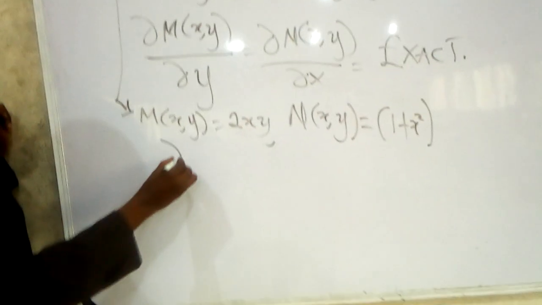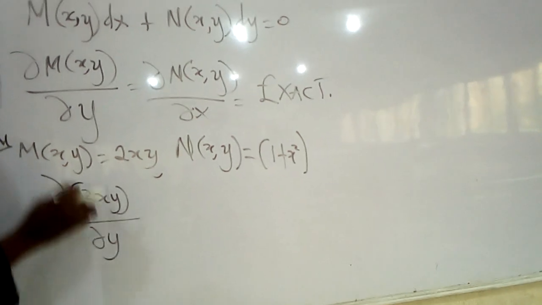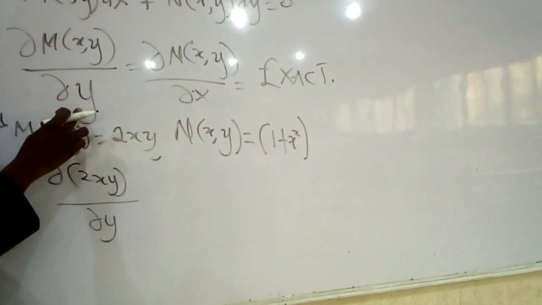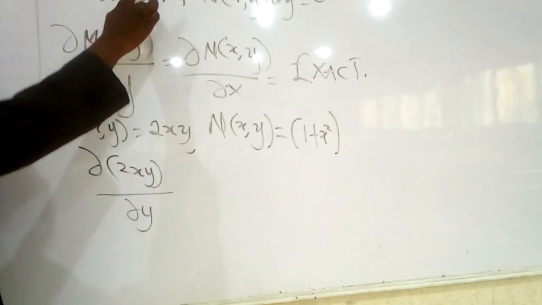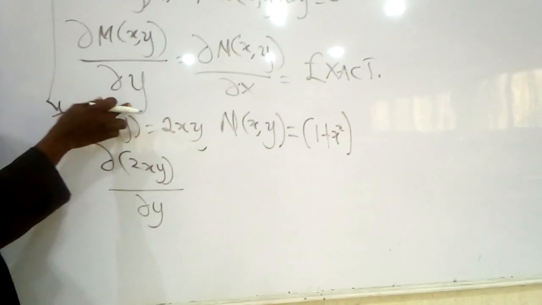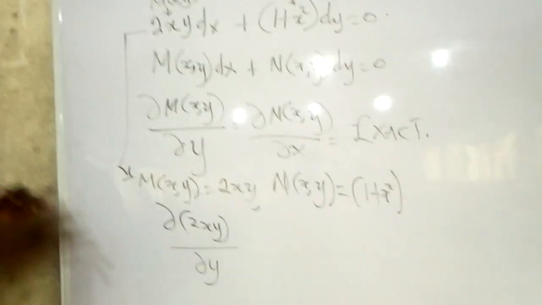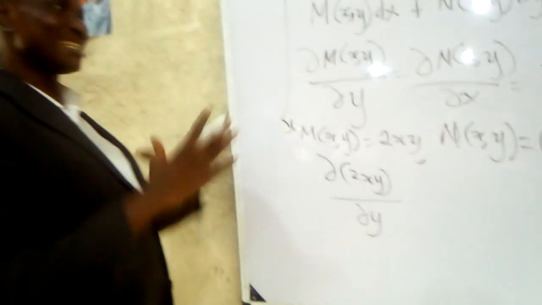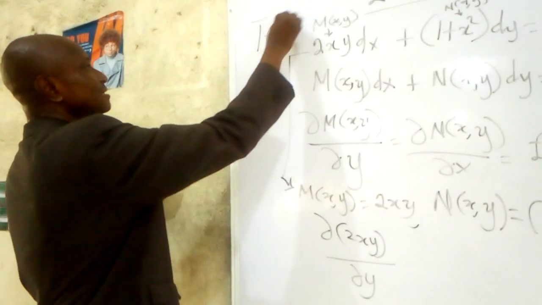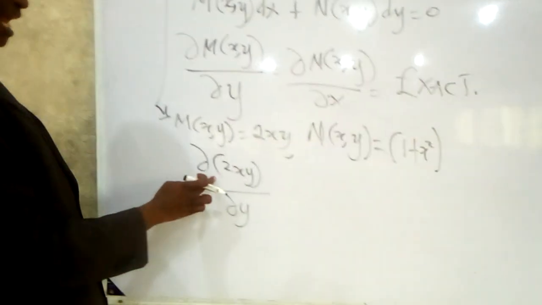Let us partialize 2xy with respect to y. Take note that the partial differential expression is the inverse of the differential function. M is partialized with respect to y, while N is partialized with respect to x. That is the implication of exactness, and that is the test methodology. What we are doing now is the exactness test.